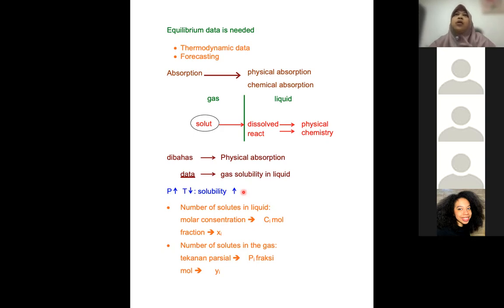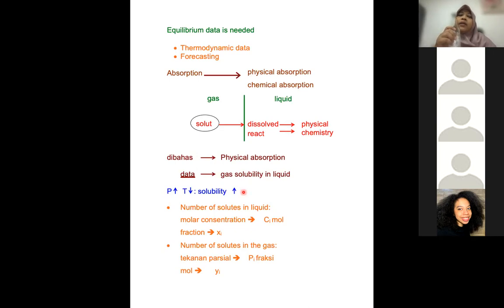That's also the information we use when we design the absorption column. Usually an absorption column is more favorable at low temperature and also at high pressure, because if you have a high pressure of gas in here, they are going to have quite a high concentration here, and then it's going to be easier for them to dissolve in the liquid. Okay, it's going to be easier for them to dissolve in the liquid.